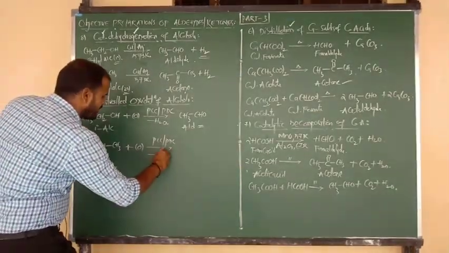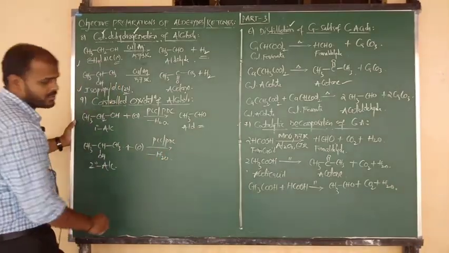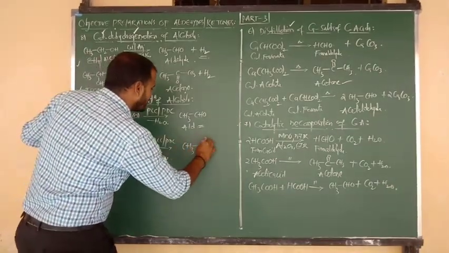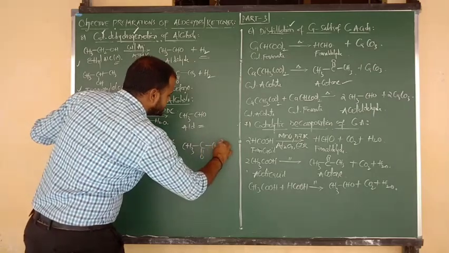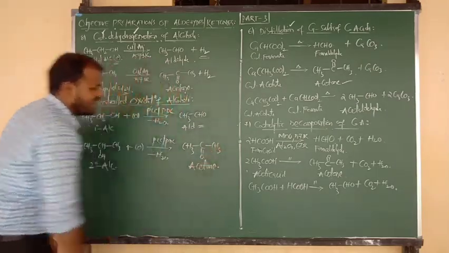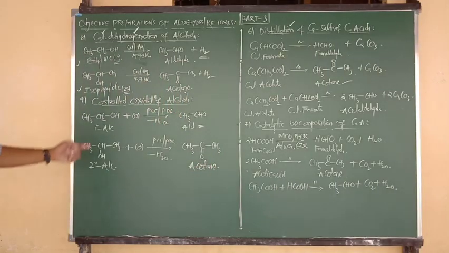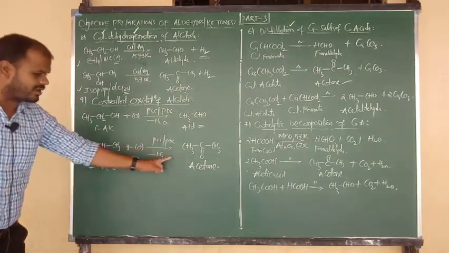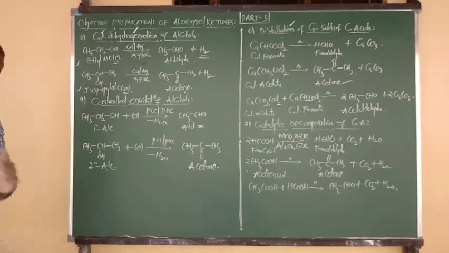The H and OH are again eliminated in the form of H2O, and the single bond becomes a double bond. So you get the product CH3 bonded to C double bond O bonded to CH3. What is the name of this product? Acetone. So primary alcohol gives aldehydes and secondary alcohol gives ketone. I hope you understand this clearly.